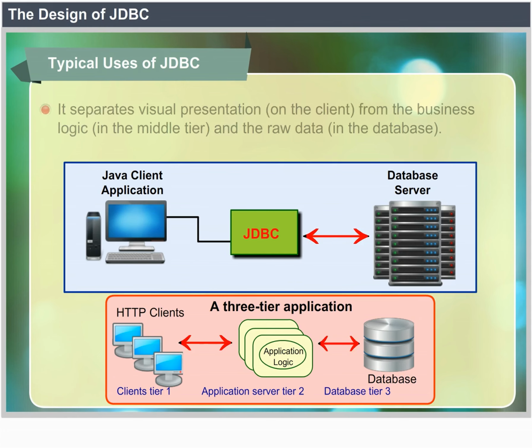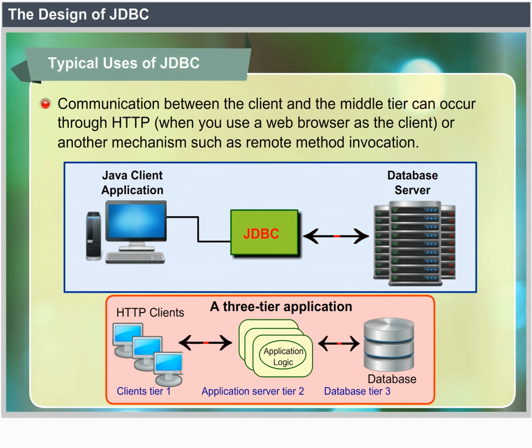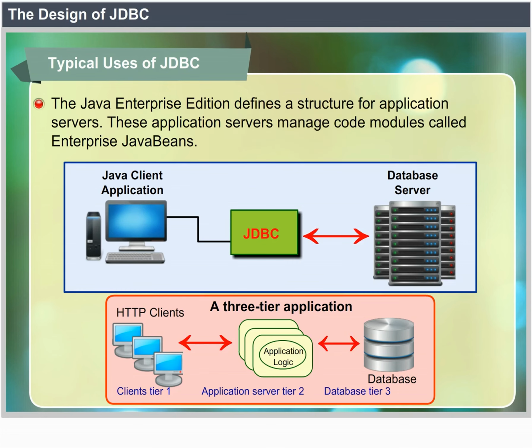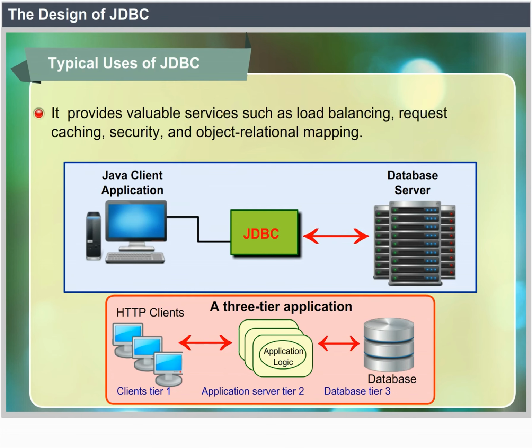Communication between the client and the middle tier can occur through HTTP when you use a web browser as the client, or another mechanism such as remote method invocation. The Java Enterprise Edition defines a structure for application servers. These application servers manage code modules called Enterprise Java Beans. It provides valuable services such as load balancing, request caching, security, and object relational mapping.